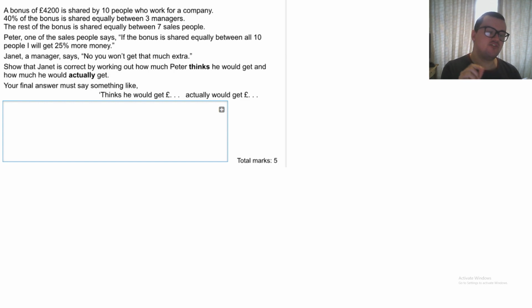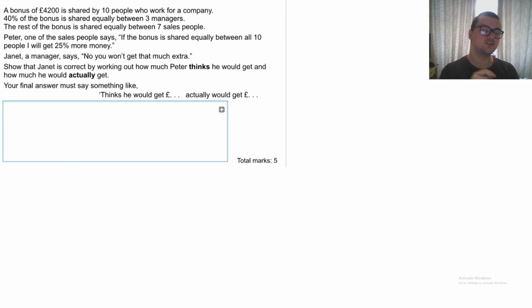A bonus of £4,200 is shared by 10 people who work for a company. 40% of the bonus is shared equally between the 3 managers. The rest of the bonus is shared equally between 7 salespeople. Peter, one of the salespeople, says if the bonus was shared equally between all 10 people, I would get 25% more money. Janet, a manager, says no, you wouldn't get that much extra.